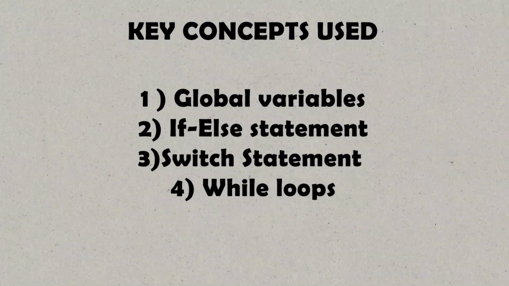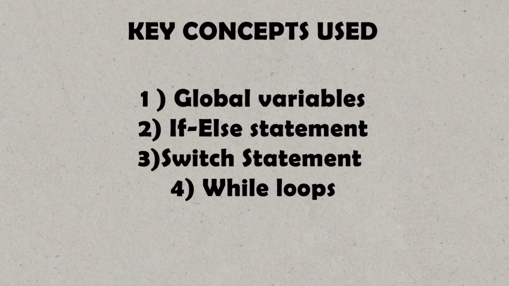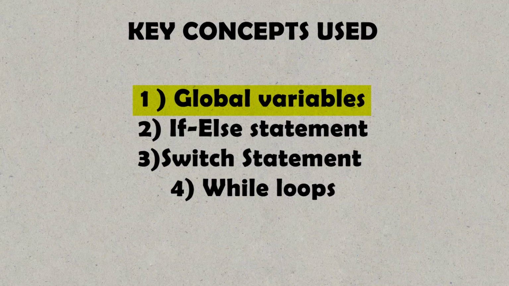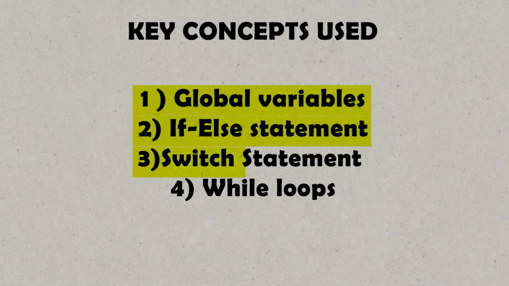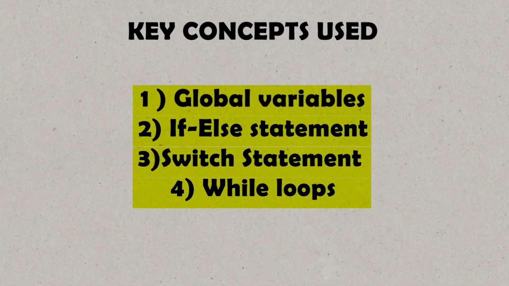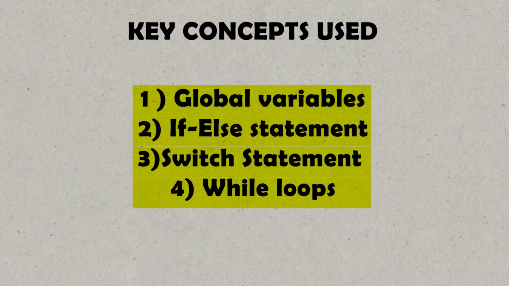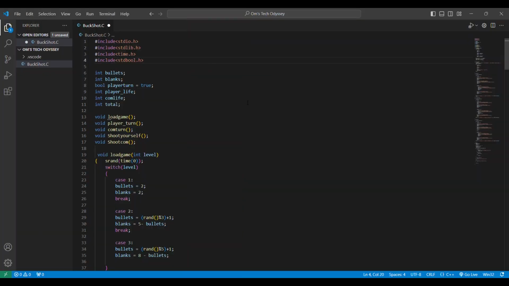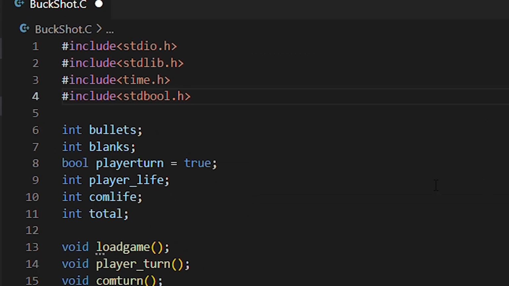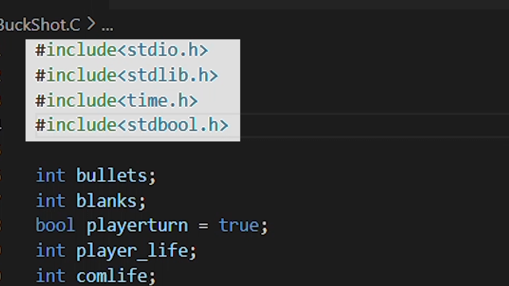These are the key concepts you should be familiar with to better understand the code. Global variables, if-else statements, switch statements, while loops, and that's it. Now let's dive into the code. First, we need to include the libraries that we'll be using. The libraries required are stdio, stdlib, time, stdbool, and so on.